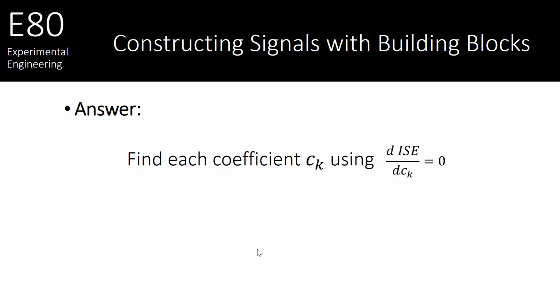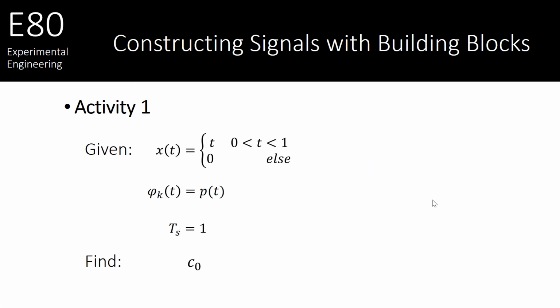So how would we find the coefficients that minimize this? Well, from calculus, we can take the function we want to minimize, take the derivative of it with respect to the variable we're minimizing over, and equate it to 0. Pretty common calculus method. Let's see how that works in an example problem. We're given this function, x of t, which looks like it grows with time between 0 and 1 seconds. We're going to use that same basis function, and we're going to use the period of that basis function to be 1 second. And for that case, we're going to minimize the squared error to find the scaling coefficient.